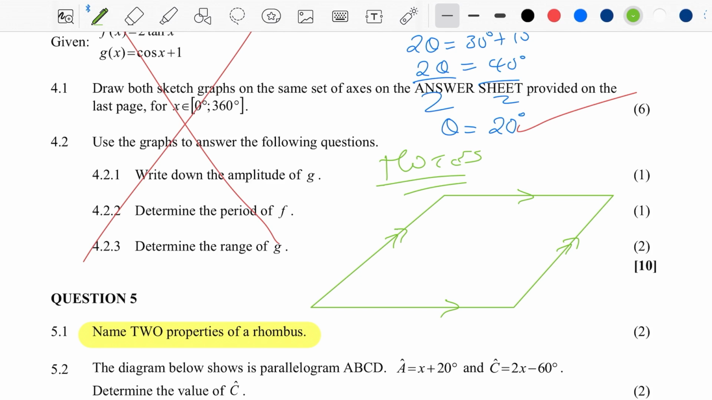Write that down. Another one, which is very interesting, is all sides are equal, which makes a rhombus just a skew square, right? It's a square, but it's skewed a little bit. Okay, so all sides are equal. Another one that you need to know is opposite angles are equal. Opposite angles are equal. Okay, and what else?